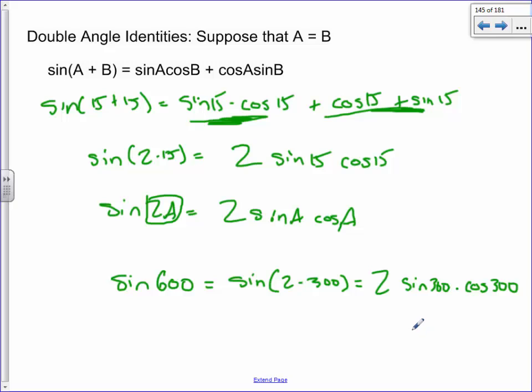Even though the angle 600 was not something I can really work with all that well, I can work with 300s, because 300s are one of those angles that would be down in this quadrant here, which we could actually put some numbers to.